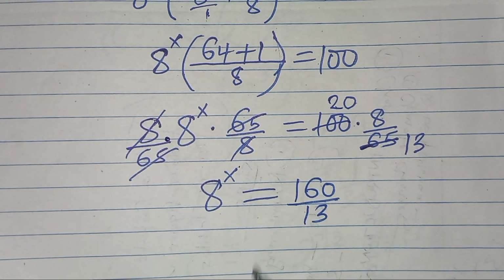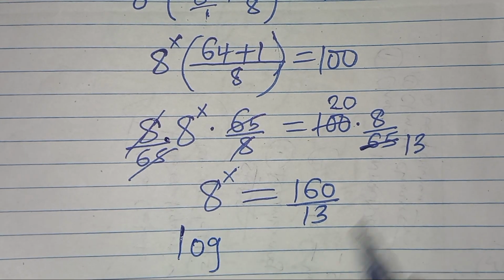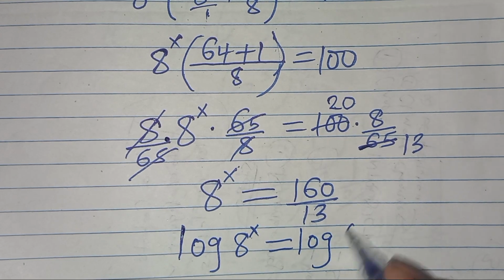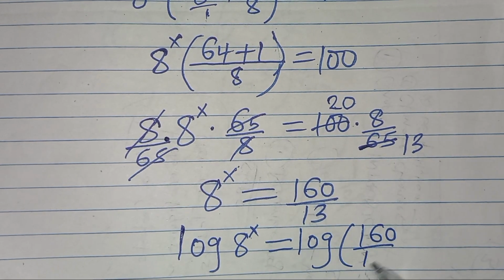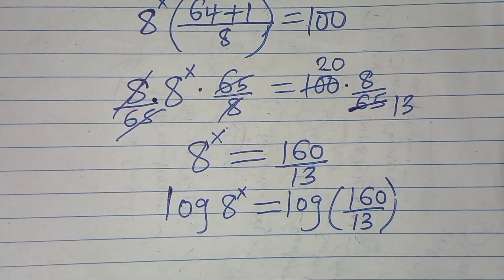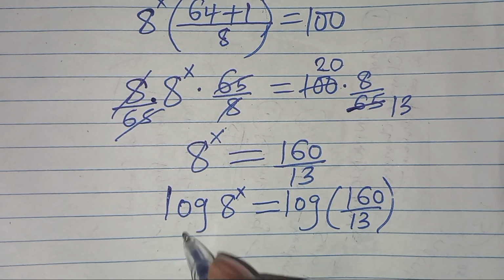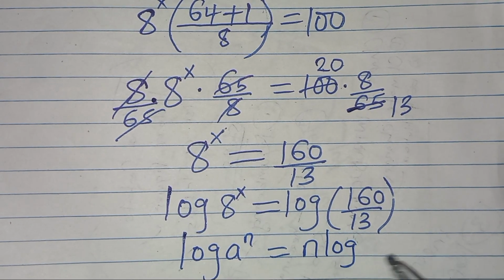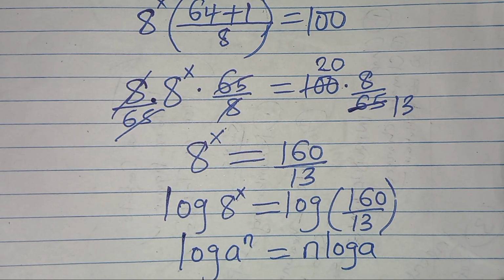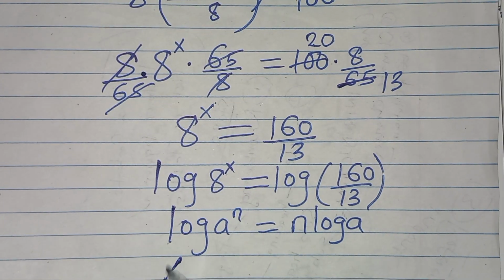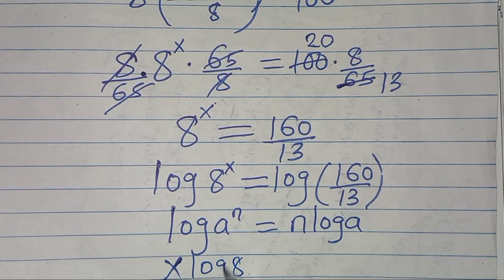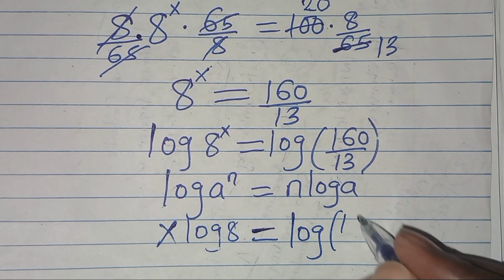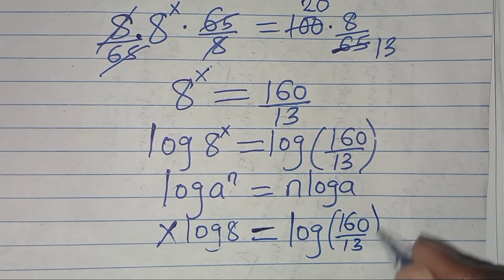To solve for the value of x here, let's introduce the logarithm on both sides, so that we'll have log 8 to the power x equal to log 160 divided by 13. The next step here, log 8 to the power x is in the form of log a to the power n, which we can express as n log a. So this is the power rule property of logarithm. So log 8 to the power x becomes x log 8. This is equal to log 160 divided by 13.